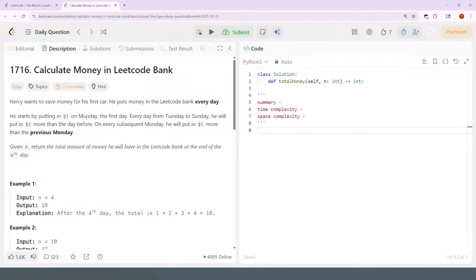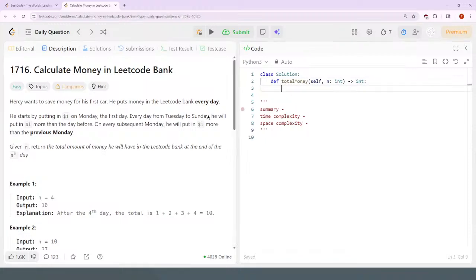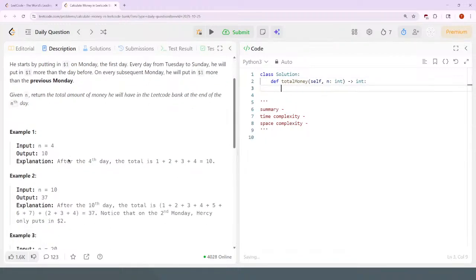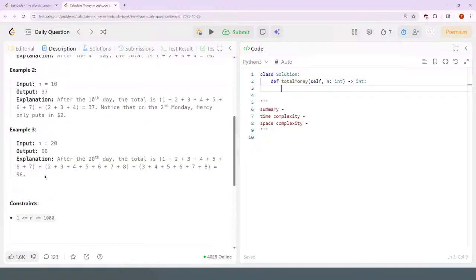He starts by putting $1 on Monday, the first day. Every day from Tuesday to Sunday, he will put in $1 more than the day before. On every subsequent Monday, he will put in $1 more than the previous Monday. Given n, return the total amount of money he will have in the Leetcode Bank by the end of the nth day. Okay, sure. N is 1 to 1,000.